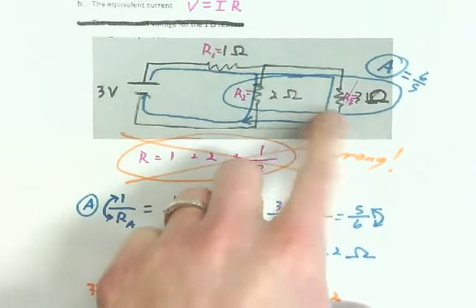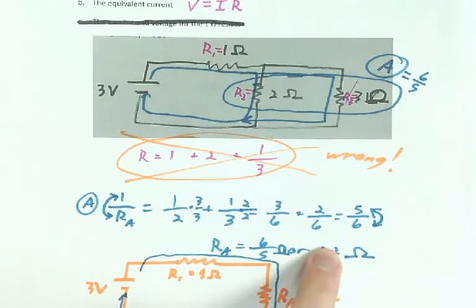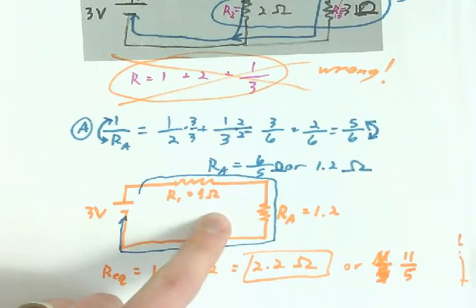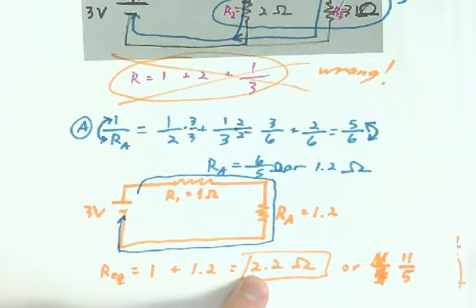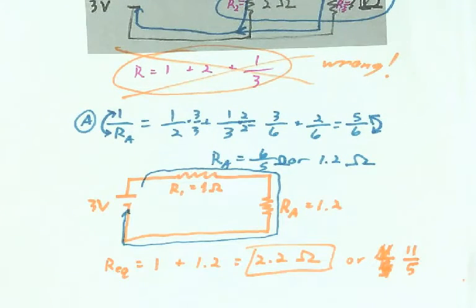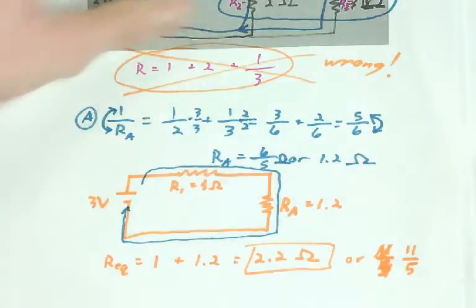So we found the equivalent resistance. We found the resistance for part of it. We called that A. We found that to be 6/5 or 1.2. We then combined that in series with R1 to get 2.2 ohms, or it'd be 11/5 if we're keeping it in a fraction. So now we're ready for the last bit, which is find the equivalent current.